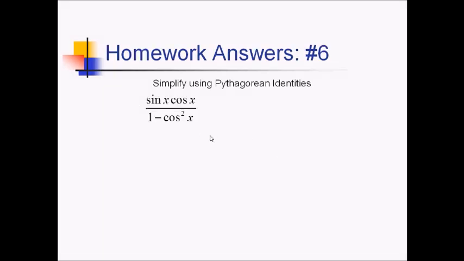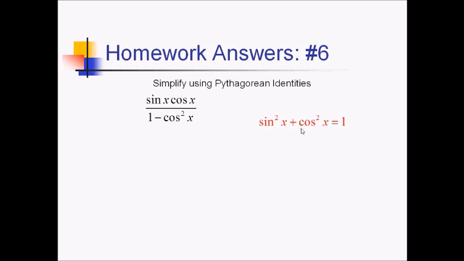On this problem that I'm trying to simplify, it's a little bit of a mess. We have stuff being subtracted in the denominator, stuff being multiplied in the numerator. Not really much we can do algebraically on this one. But we do have this squared trig function. So what identity has cosine squared in it? Well, sine squared plus cosine squared equals 1.